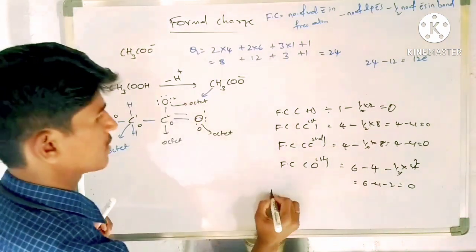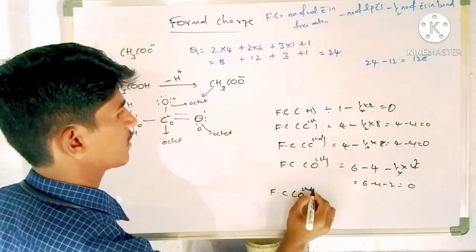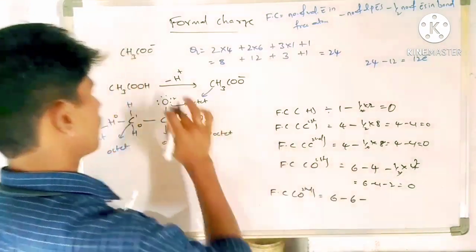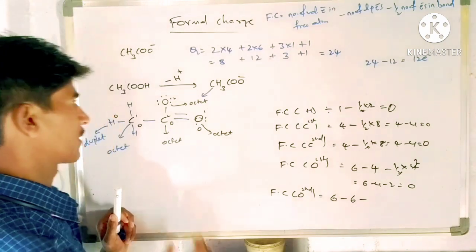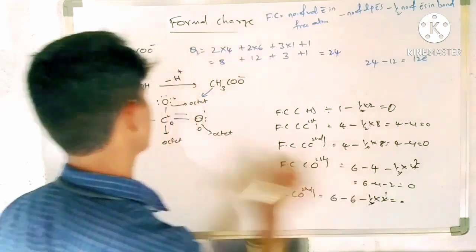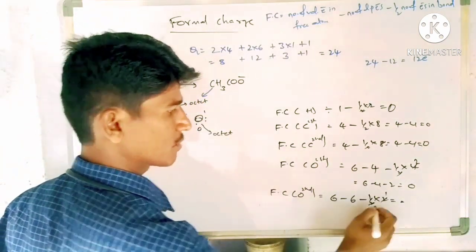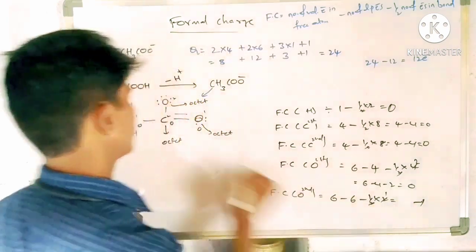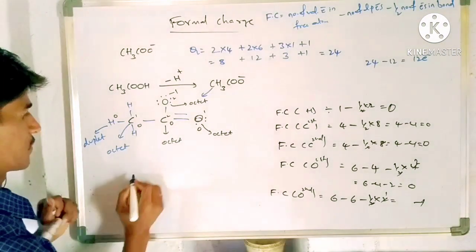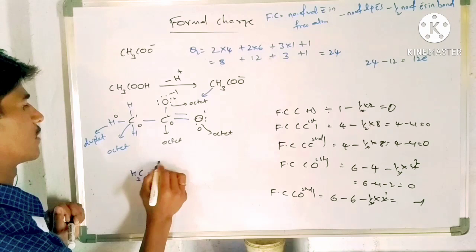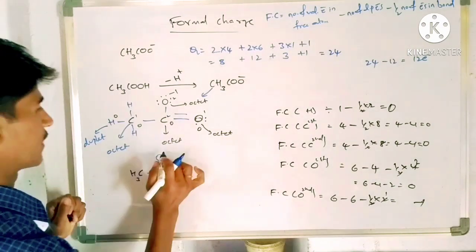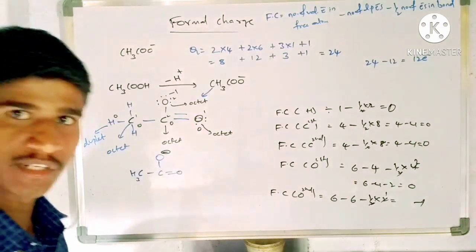Now what about the second oxygen? Formal charge for the second oxygen: 6 valence electrons minus 6 lone pair electrons, 1 2 3 4 5 6. Next, bond 1 by 2 into 2, that is 1, meaning bonded electrons are 2. So 6 minus 6 minus 1 is minus 1. So this oxygen has a minus 1 charge. Simply we can represent this as CH3 C double bond O, C single bond O minus. This is the carboxylate anion, meaning the acetate anion.